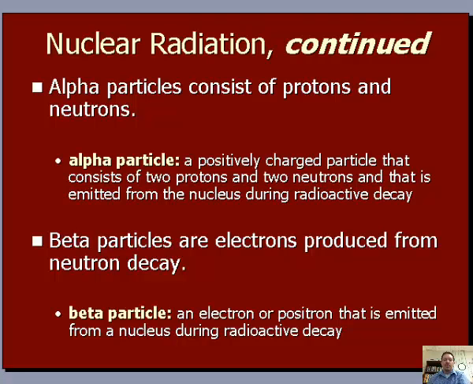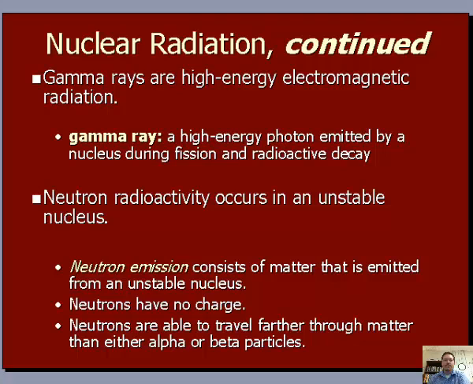We can define a beta particle as an electron or a positron that's emitted from a nucleus during radioactive decay. And then gamma rays are high energy electromagnetic radiation, so electromagnetic waves. We define a gamma ray as a high energy photon emitted by the nucleus during fission and radioactive decay, and we'll talk about fission and fusion in the next section. But fission is just the combining or joining of two elements.